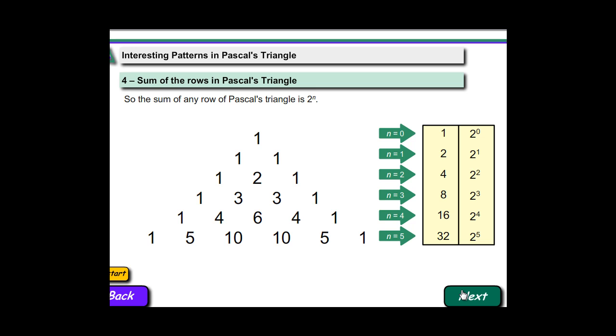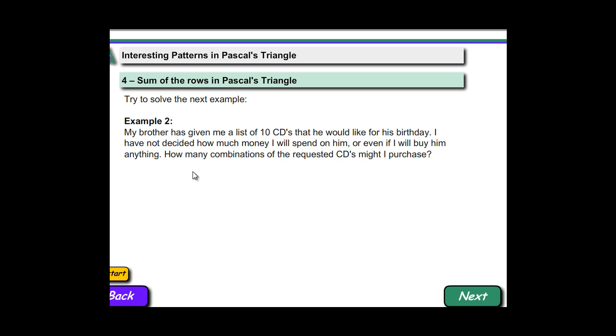So what application could we use with this interesting pattern in Pascal's triangle? Let's try an example. Okay, so here we go. My brother's given me a list of 10 CDs that he'd like for his birthday. I have not decided how much money I want to spend on him, or even if I will buy him anything. So how many combinations, that's the word we'll use later in Unit 2, of the requested CDs might I purchase?